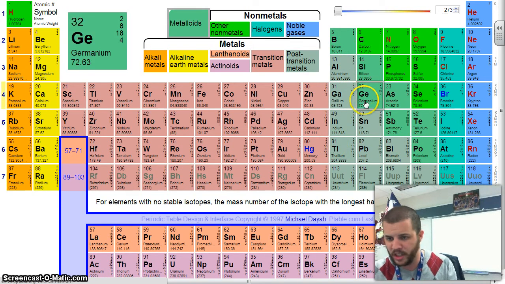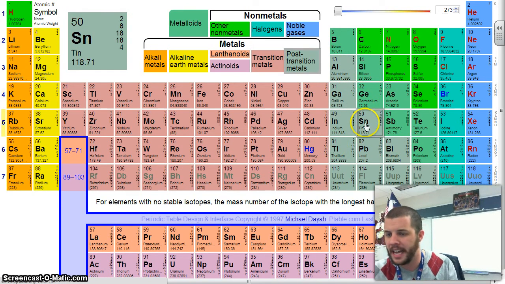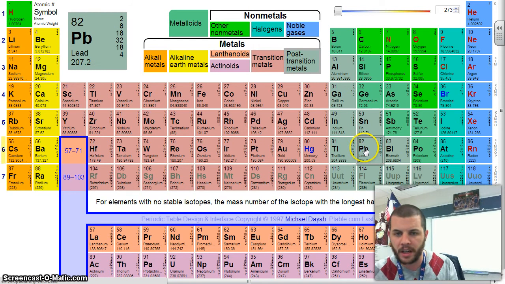Group 14, let's focus on that. Germanium, tin, and lead. We're going to knock your socks off real quick. This is going to get crazy because of the things that these can do. Now, these can lose just their p electrons, or they can lose their p and their s electrons.